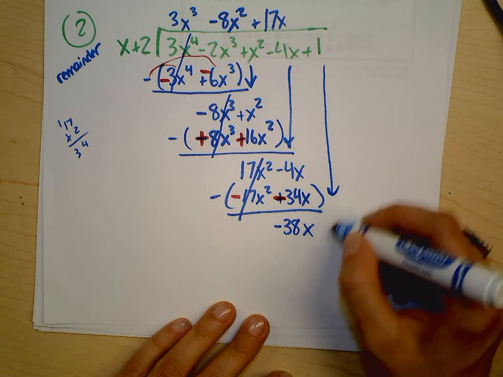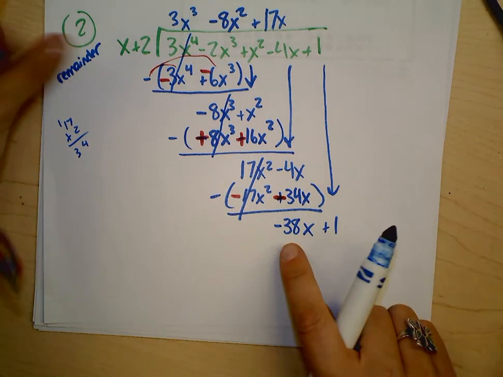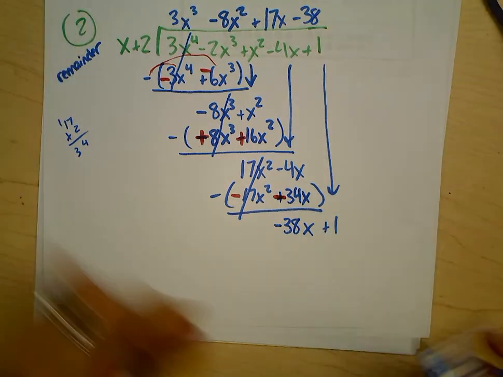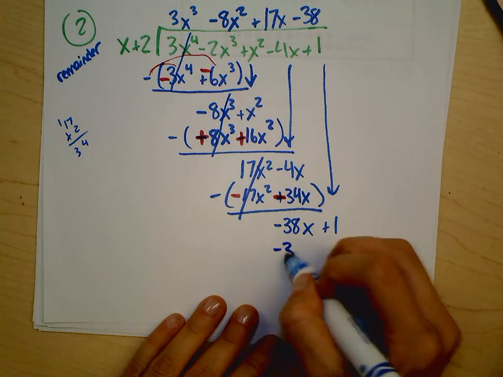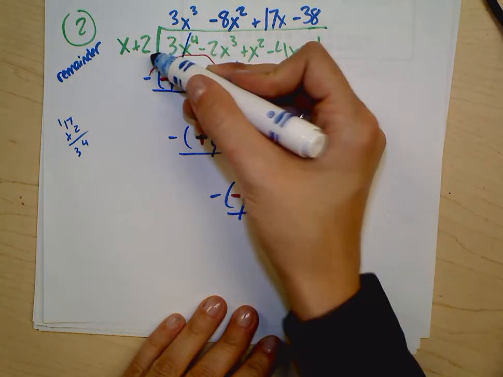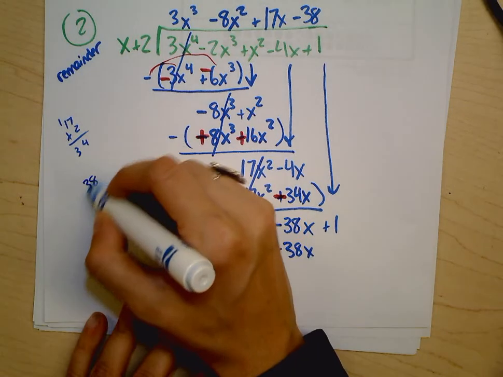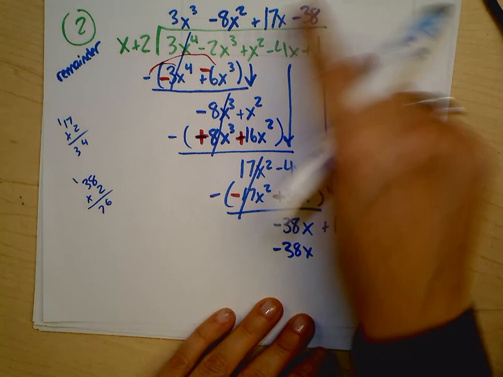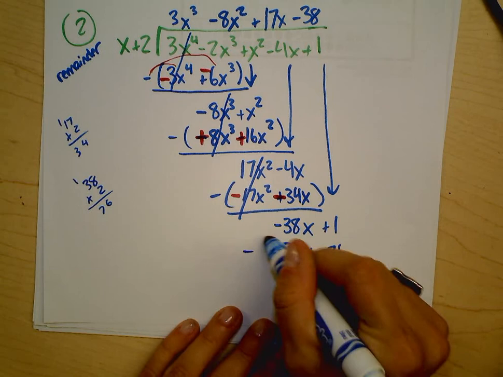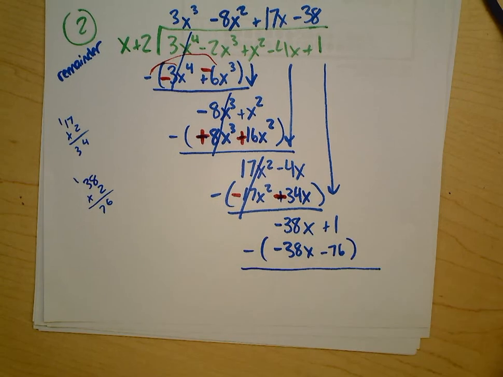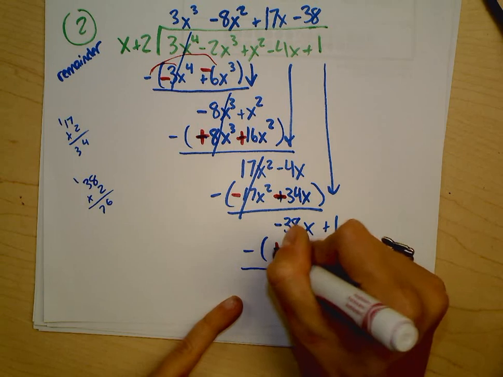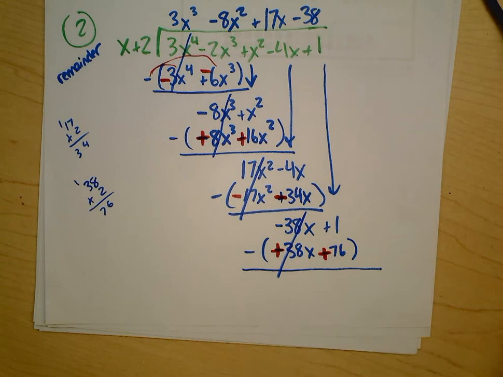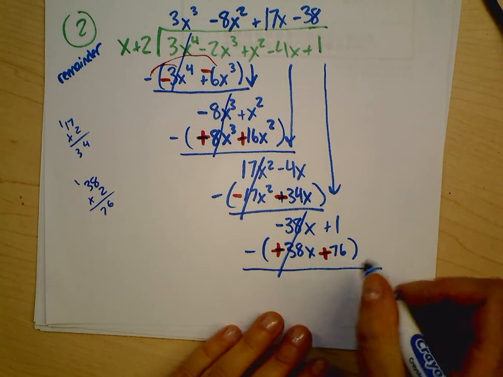Bring down that 1. So all I'm missing here, I have 1x and 1x, so I'm missing the negative 38. So that gives me negative 38x. Negative 38 times 2. So 38 times 2 is going to give me a negative 76. Put my minus parenthesis, but I'm going to have to distribute that negative, so this is going to become positive. This is going to become positive. So here this crosses out. I have 1 plus 76, that gives me 77.